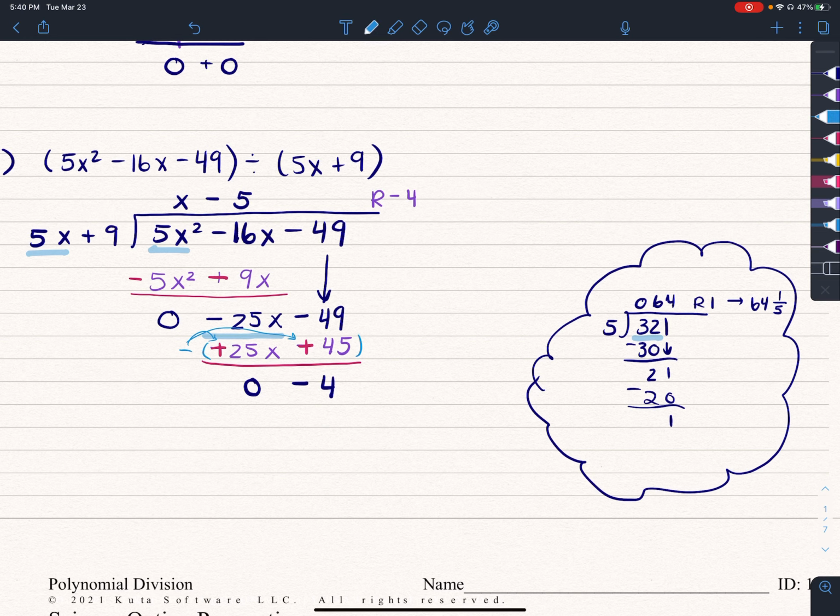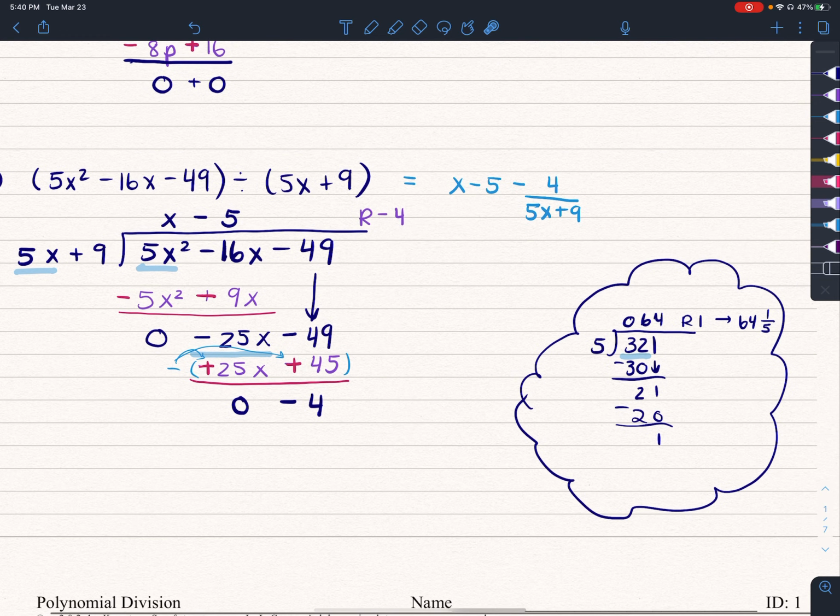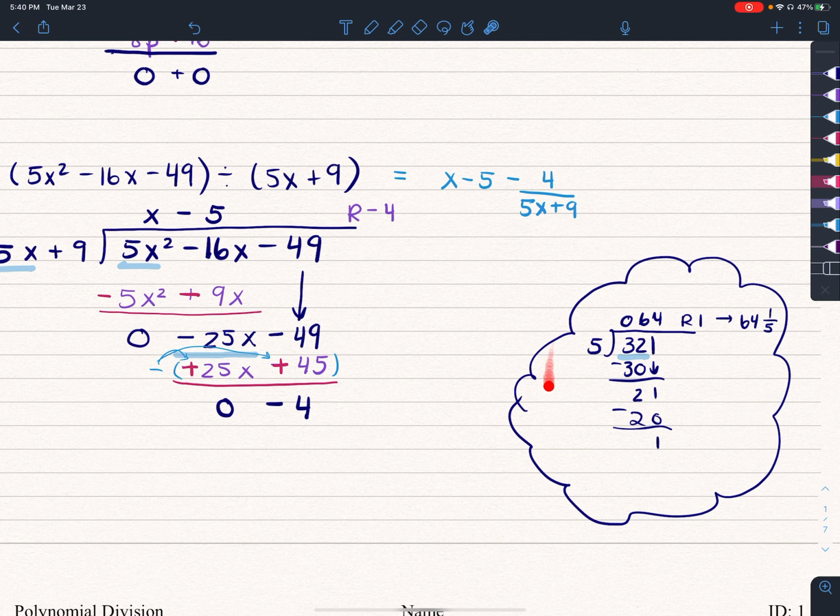So this answer would be x minus 5, and then minus 4 over 5x plus 9. So it's that same situation as when you have mixed numbers. So this is kind of something you learned way back in grade 7. So it's coming back now. The same idea of you have your quotient and the remainder, and you put the remainder over the divisor.